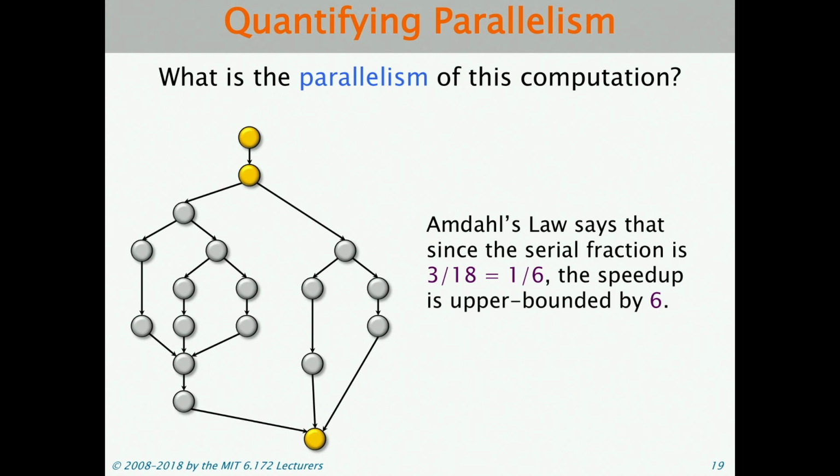It turns out that Amdahl's law actually gives us a pretty loose upper bound on the parallelism. And it's not that useful in many practical cases. So we're actually going to look at a better definition of parallelism that will give us a better upper bound on the maximum speedup we can get.